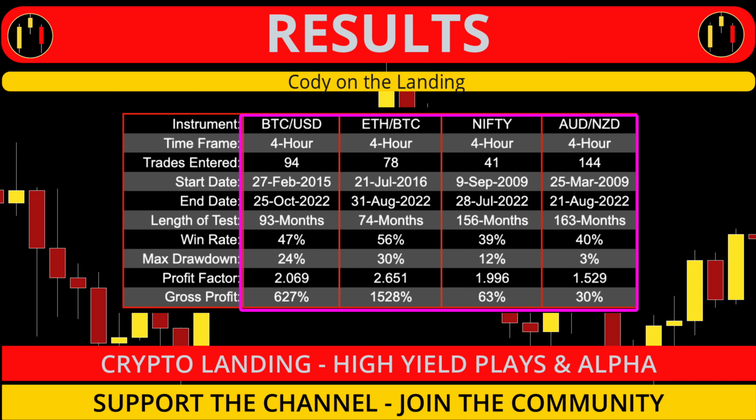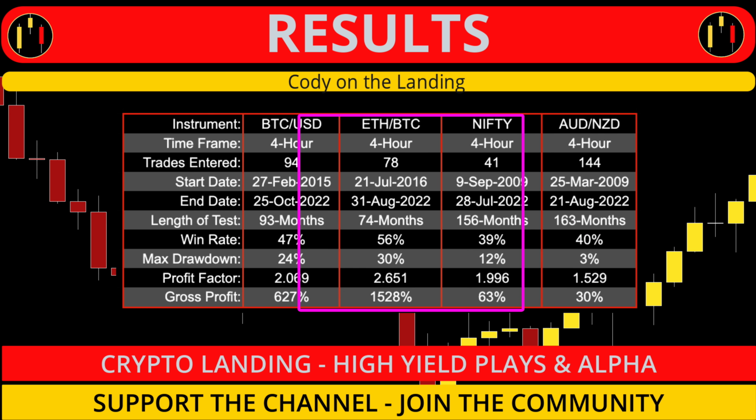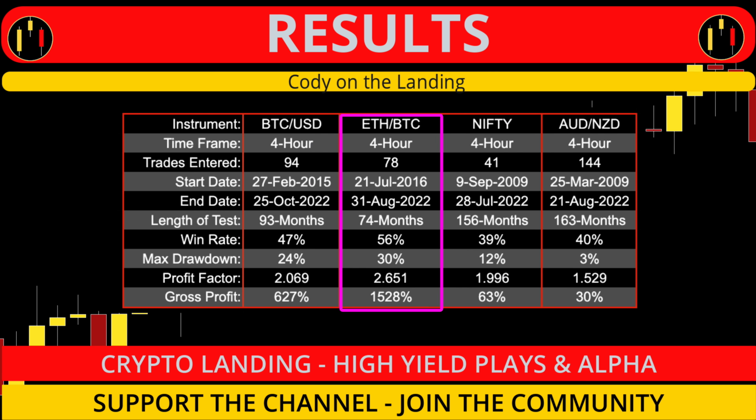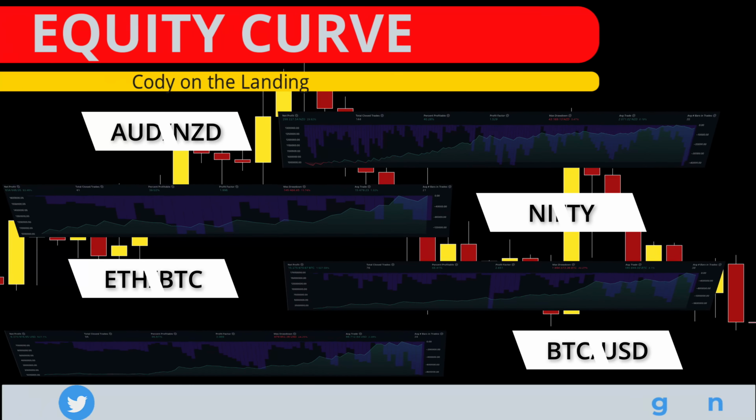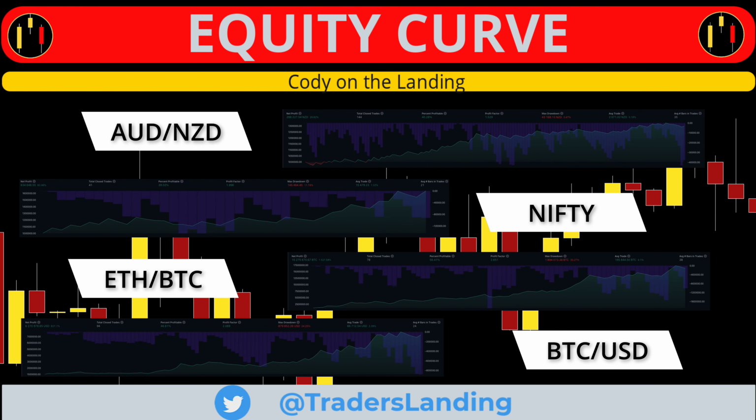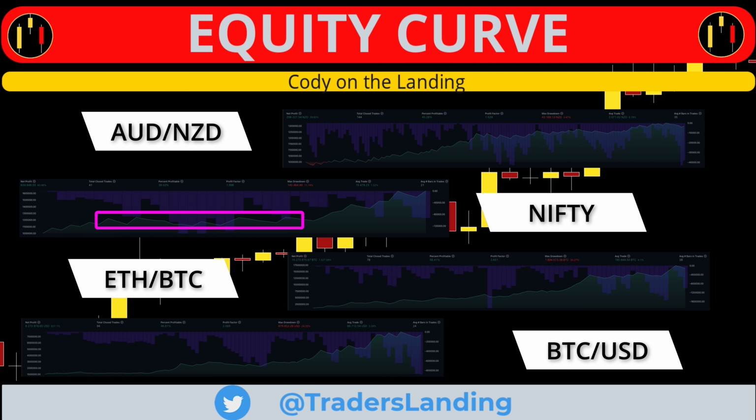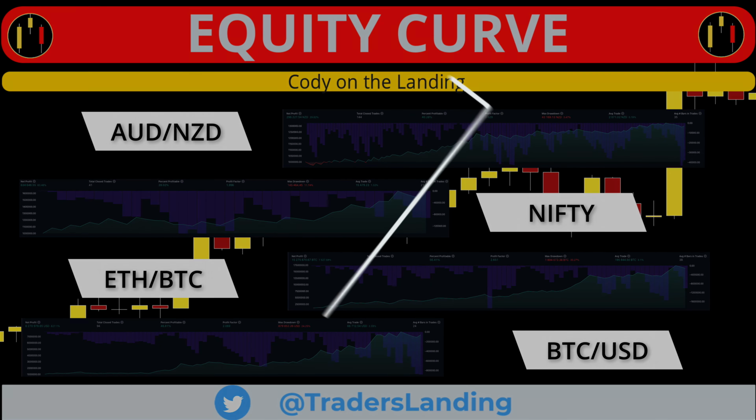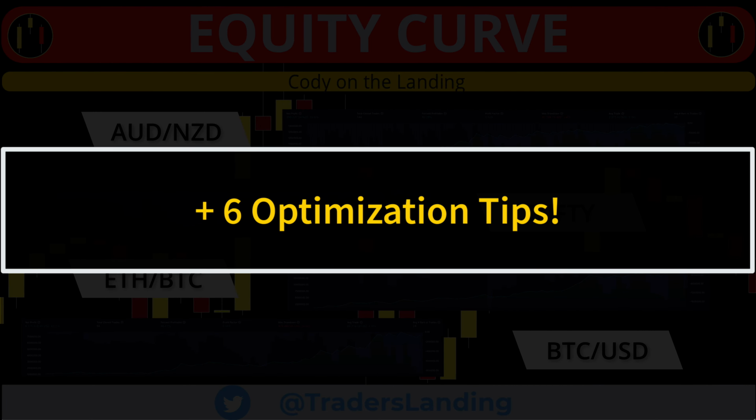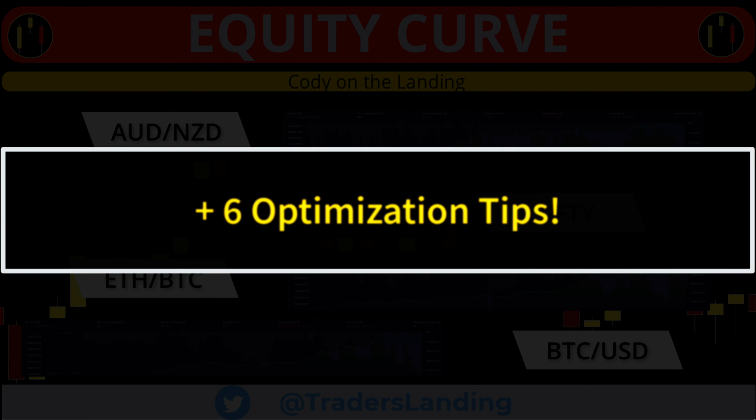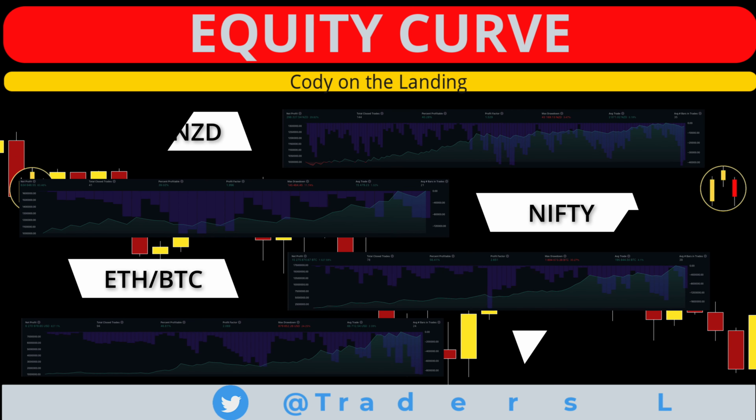This dataset indicates as configured, this strategy would work very well on crypto crosses. The equity curves here are all similar except for the Nifty, which does have a more extended period of consolidation. But stay tuned for my ideas on how to make it more versatile for varying time frames and market conditions.